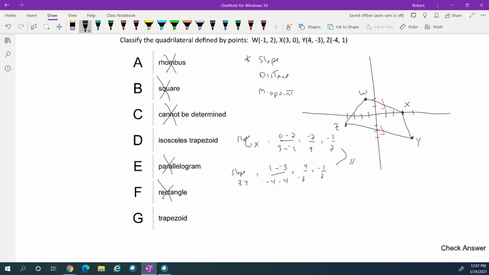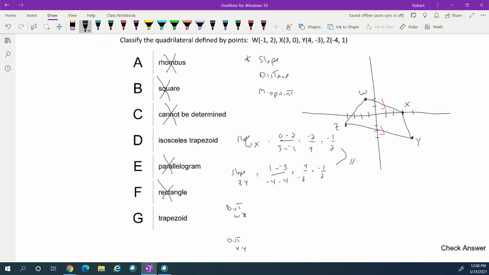Now, what makes it isosceles? The legs are congruent. Congruent is distance formula. They're the same length. We also know that the diagonals are congruent. Again, distance formula. So what I might do now is find the distance of WZ and the distance of XY. If they're congruent, then it's isosceles. If they're not congruent, then it's a regular trapezoid.